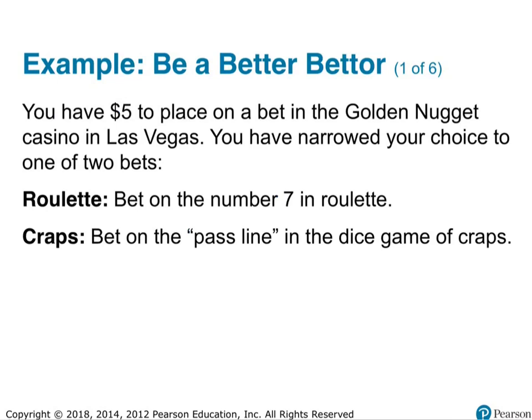All right. Let's look at a betting problem. You have $5 to place a bet in the Golden Nugget Casino in Las Vegas. You have narrowed your choice to one of two bets. Bet on the number 7 in roulette, or in craps, bet on the pass line in the dice game of craps. Which one's a wiser bet?